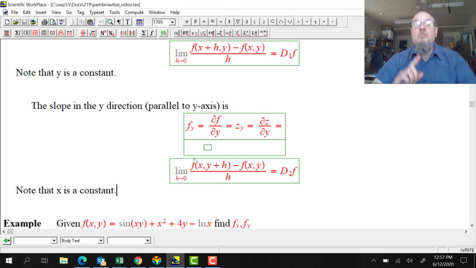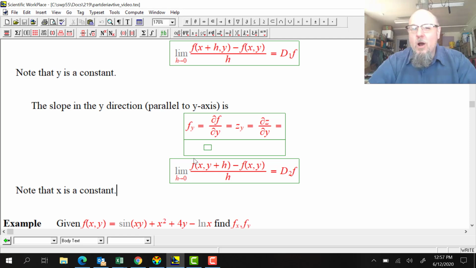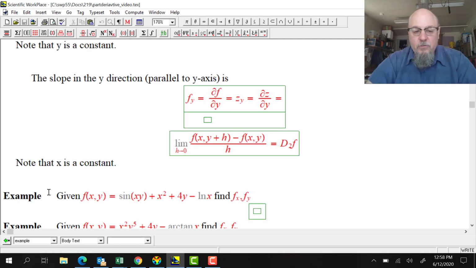Let's figure out how to get them. Actually, finding the partial derivatives is a pretty straightforward operation. It's just using all your regular differentiation rules that we learned in single variable calculus, but you're differentiating with respect to one variable and leaving the other ones as a constant. Example, here's our function, sine of xy plus x squared, plus 4y minus ln x, and we want to find the derivative with respect to x. So I'm going to call this the first order partial with respect to x. So I'm differentiating this function with respect to x, so y is a constant.